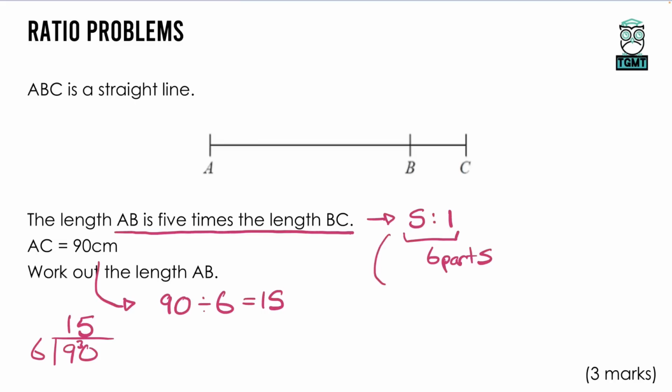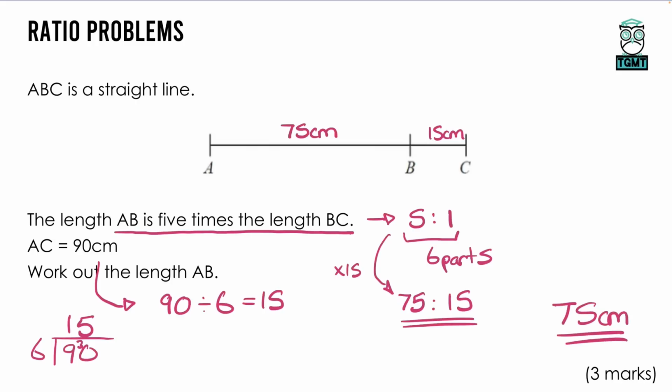We can then multiply both parts of this ratio by 15. The 1, nice and easy, becomes 15. The 5 is going to be 75. So that's our ratio there. We know this side here is 75 centimetres. We know the B to C is 15 centimetres. We just need to answer the question. It does say work out the length of A to B. So the length of A to B would be 75 centimetres.